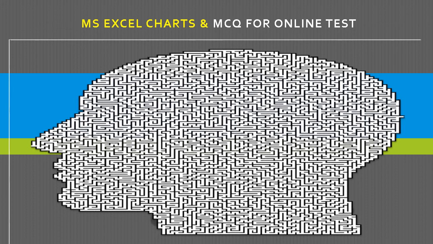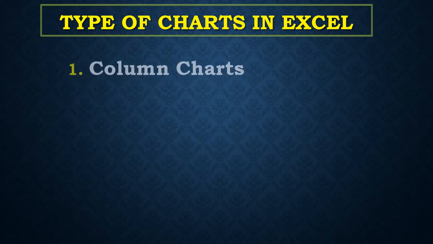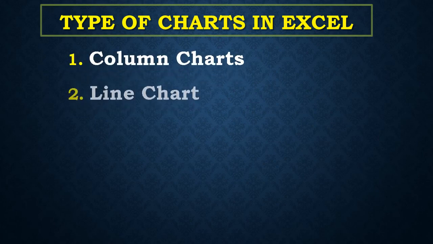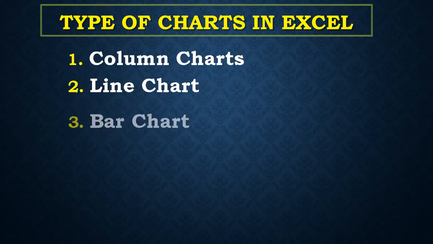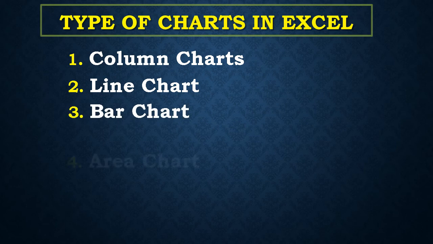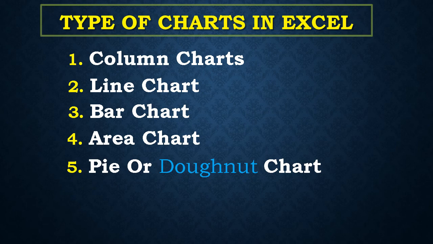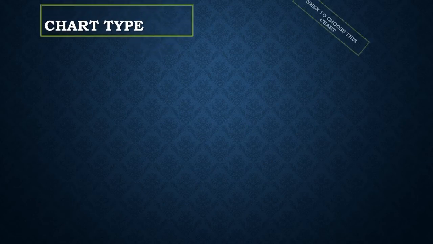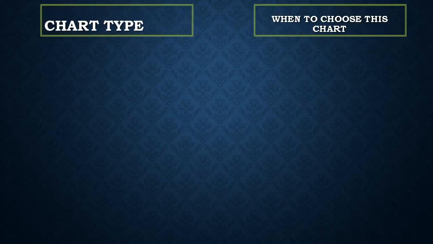Chart GK study. MS Excel charts and MCQ for online test. Types of charts in Excel: first, column chart; second, line chart; third, bar chart; fourth, area chart; fifth, pie or donut chart; sixth, surface chart. Chart type: when to choose this chart?